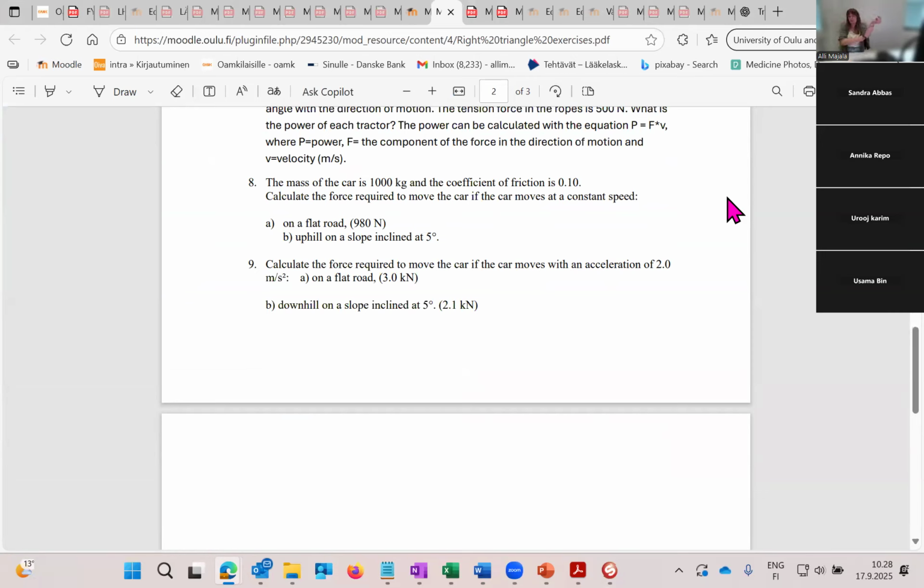So here, surprisingly, the mass of the car is 1,000 kilograms. And then there is the coefficient of friction as well.